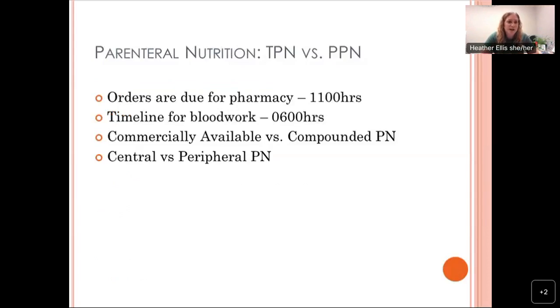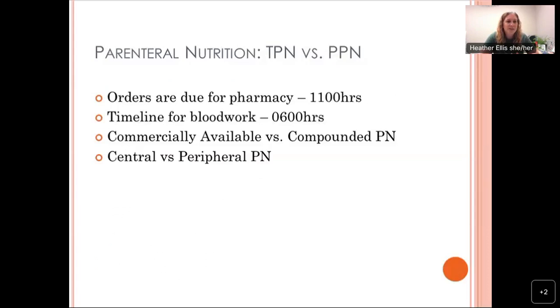We generally try and get our blood work for 0600 hours, so it gives time for either nurses or phlebotomy to get the blood, send the blood down to the lab, and hopefully get the results back up before we have to order the PN. There are 2 different types of PN bags as well. There's the commercially available and there's the compounded PN.